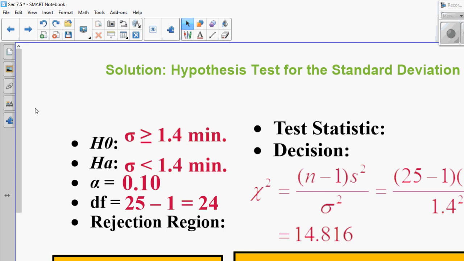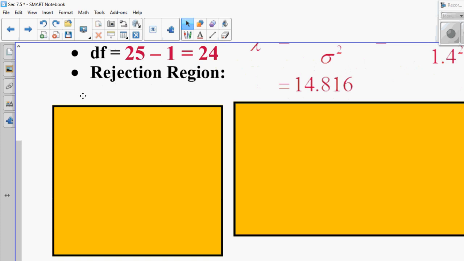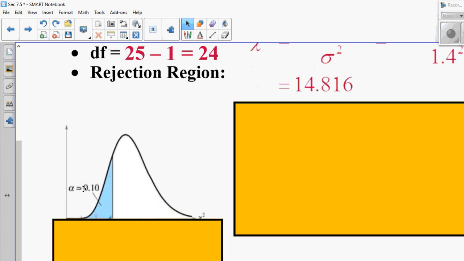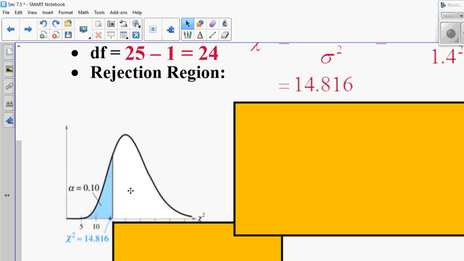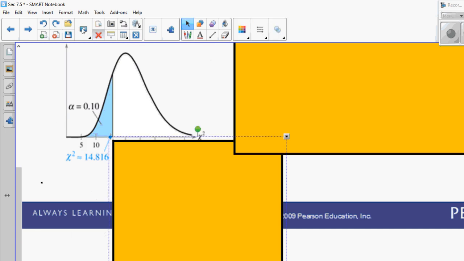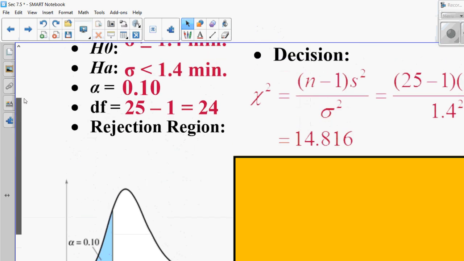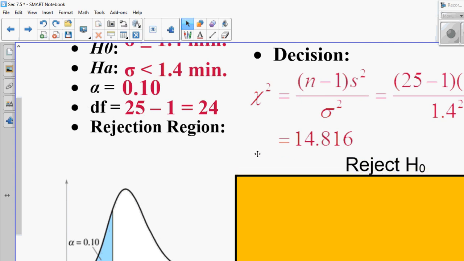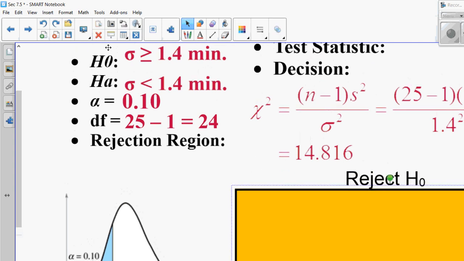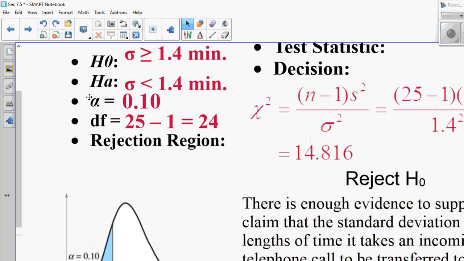We have a left-tailed test. So if we have a left-tailed test, we have to find our value in our chart, okay? And our value in our chart is 15.659. Our chi-squared was 14.186, so you can see it is over here in the blue. Since it's in the blue, we reject H sub O. So now our sentence will be, there is enough evidence to support the claim that the standard deviation for the lengths of times of the incoming call to be transferred is less than 1.4.